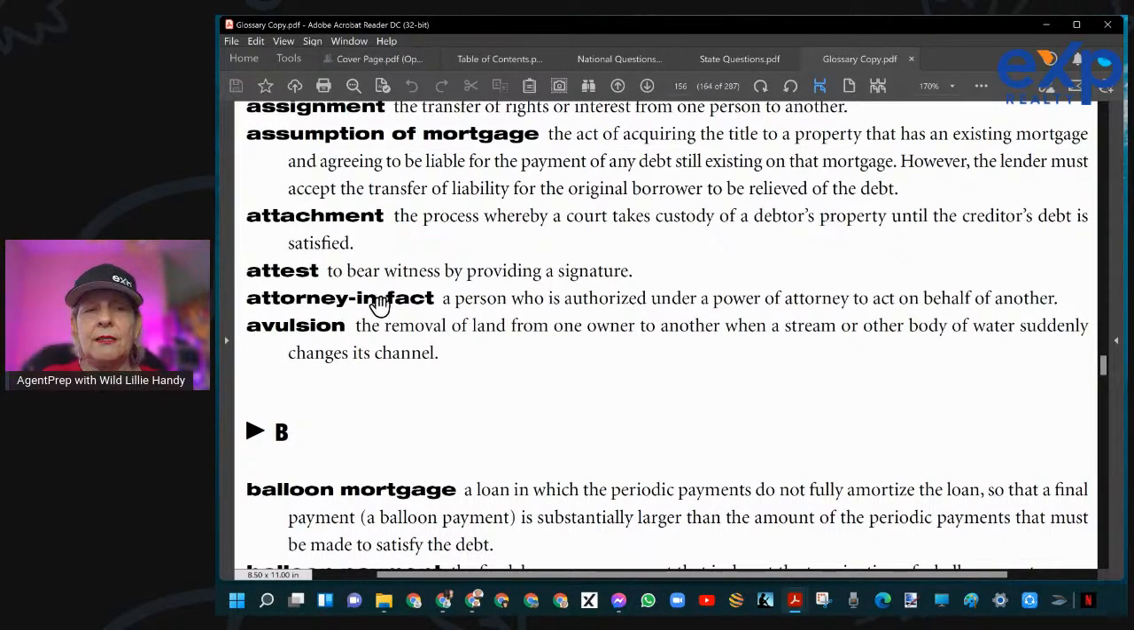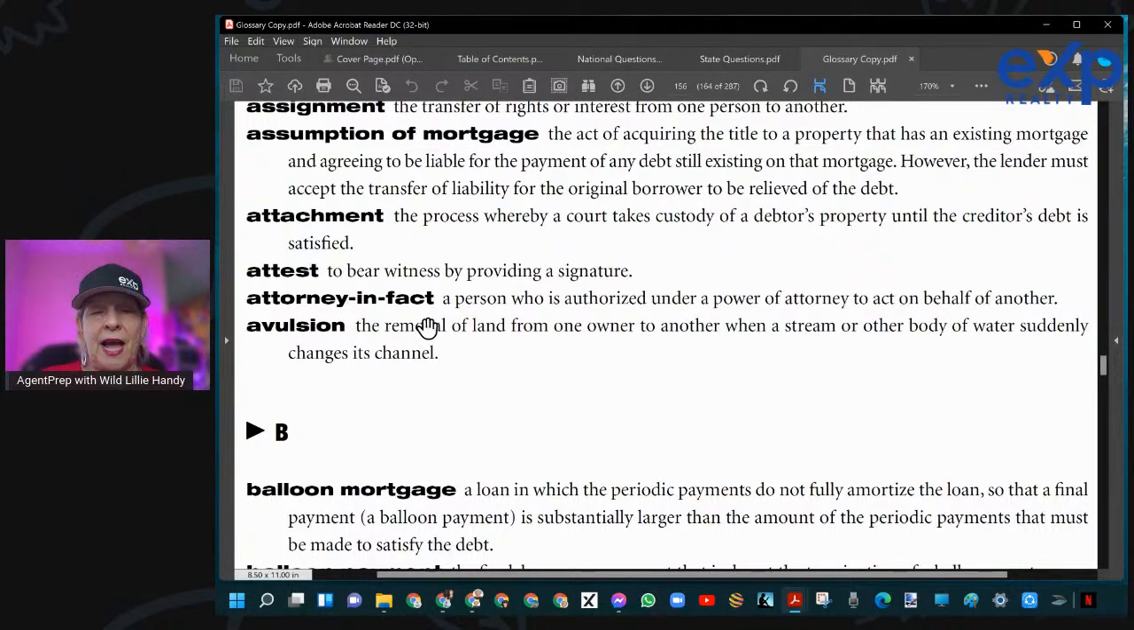Attest, to bear witness by providing a signature. So when we go and get documents notarized, sometimes it requires a witness. So we have to take someone with us to witness that we are who we say we are. And we provide our driver's license or passport, any other type of ID that has our picture.